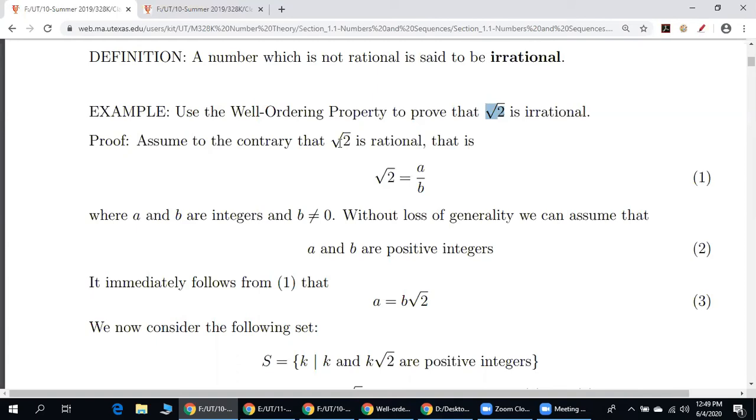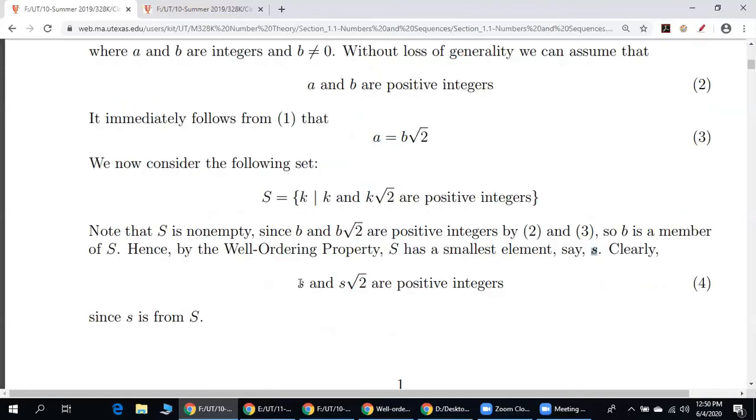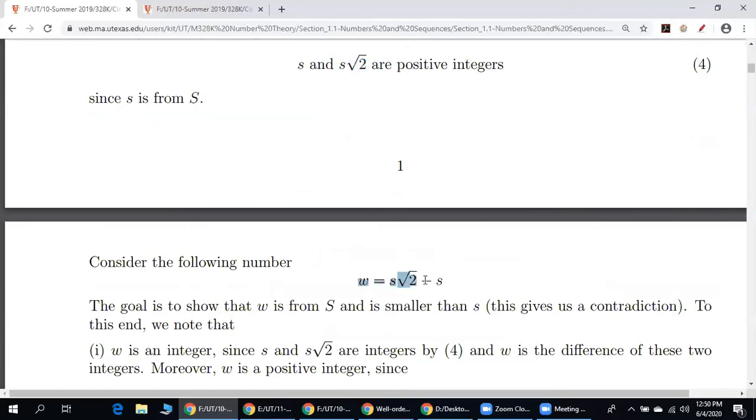All right? So here 2, here 2, here 2, and therefore here 2. So we now consider the following set S: K such that K and K times 2 are positive integers. So far, everything is good, correct? Sentence number 1 is fine. Note that set S is non-empty since both B and 2 times B are positive integers. Therefore, as before, we can apply the well-ordering property. So this set S has a smallest element, which we can denote by lowercase s. And then 4 is fine. S and 2 times s are positive integers. This portion is also fine.